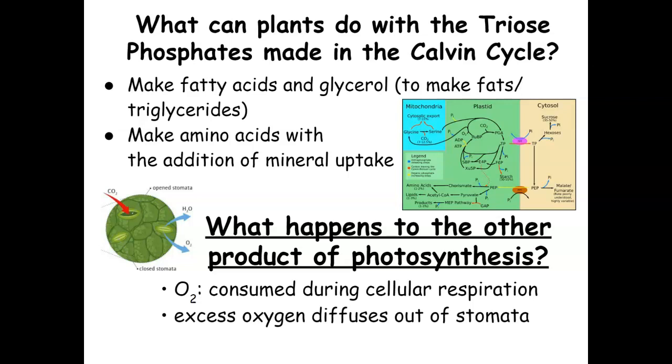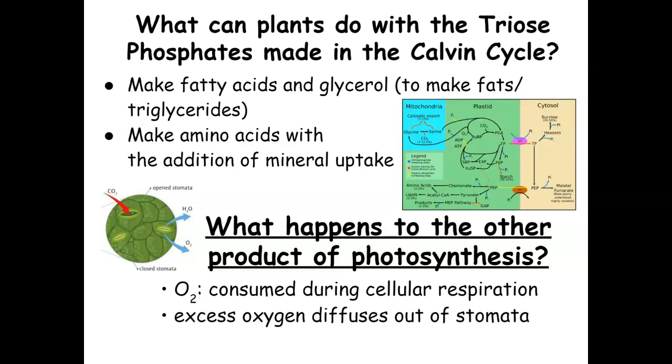They can also, through enzymatic reactions, convert the triose phosphates into amino acids with the addition of mineral uptake. So they're going to need to be able to take in minerals from the roots that are needed for amino acids, because remember, amino acids are going to have nitrogen in them as well as sulfur sometimes, and so those would need to be able to come in to be used in this rearrangement.